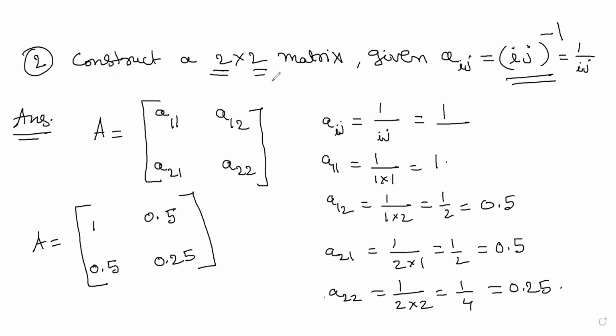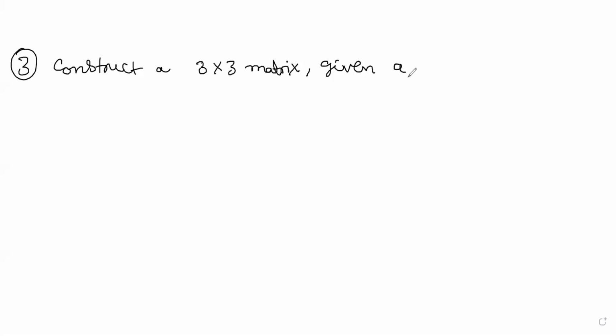Yes, sir. Okay. Now, one more. You have to try the next question. Next question I will give you. Construct a 3 by 3 matrix. Okay. This time, given Aij is equal to simply i into j. That's it. Aij is i into j. Do it. Tell me what will be the 3 by 3 matrix.